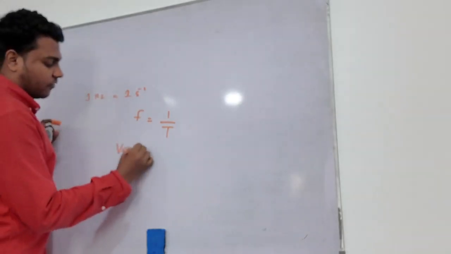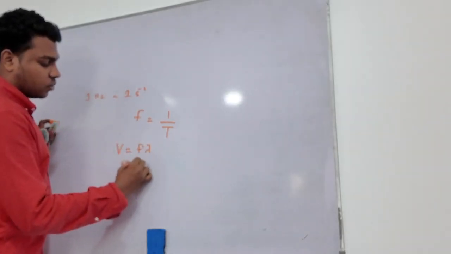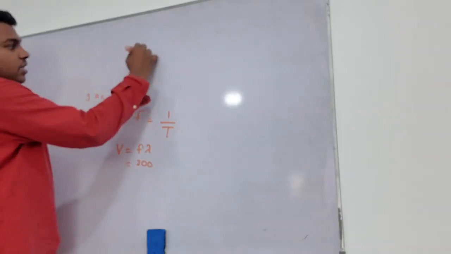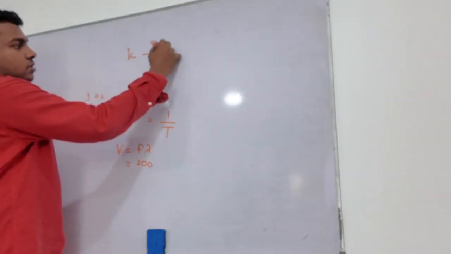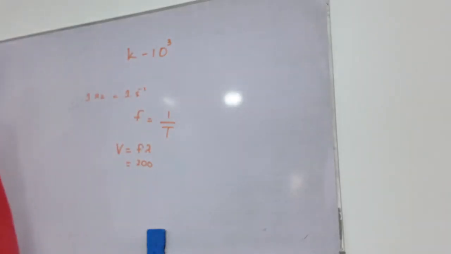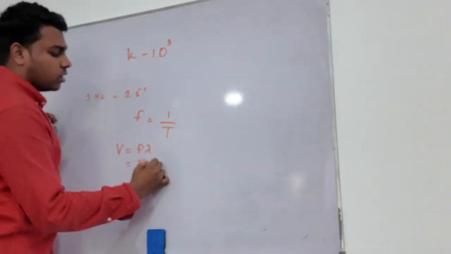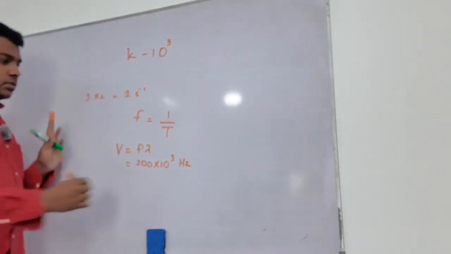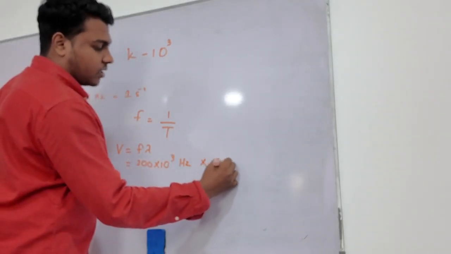So V is equal to F lambda again. Frequency is 200 kilohertz. How do we convert kilohertz to hertz? Kilo is a prefix. What is the kilo? Kilo means 10 to the power 3. So instead of kilo, I can write 10 to the power 3 hertz. Then multiply it by 1500 meters.